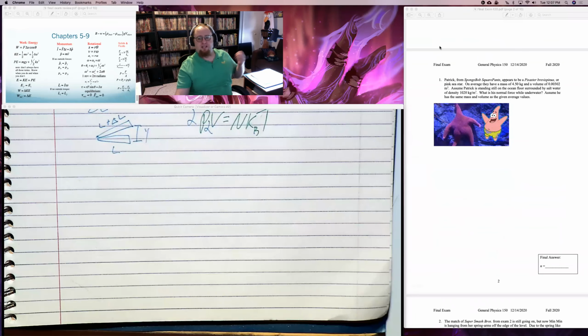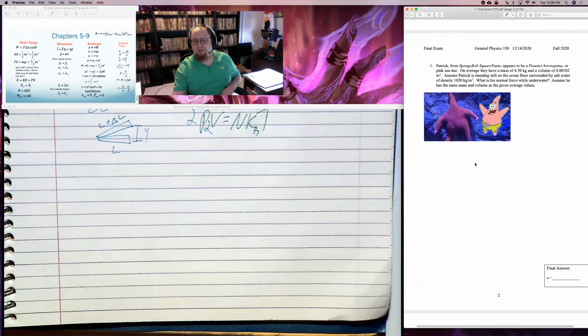The first problem says, Patrick from SpongeBob SquarePants appears to be a Pisaster brevispinus, or pink sea star. On average, they have a mass of 4.5 kilograms and a volume of 0.00302 meters cubed. Assume Patrick is standing still on the ocean floor, surrounded by salt water. What is the normal force while underwater? Assume he has the same mass and volume as the given values.